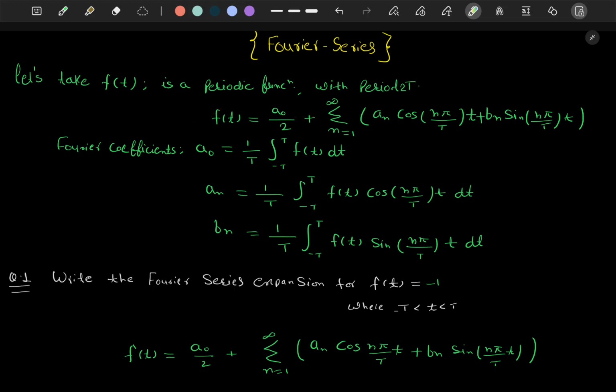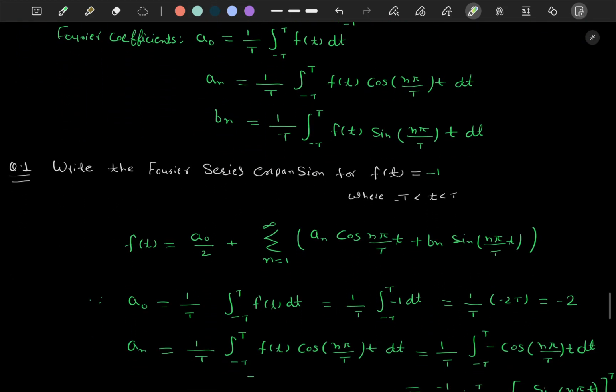a naught by 2 plus summation over n equal to 1 to infinity, a n cos n pi t by T plus b n sin n pi t by T. These will be the Fourier coefficients. a naught equal to 1 by T integral from minus T to T f of t dt. a n equal to 1 by T integral from minus T to T f of t cos n pi t by T dt. b n equal to 1 by T integral from minus T to T f of t sin n pi t by T dt.